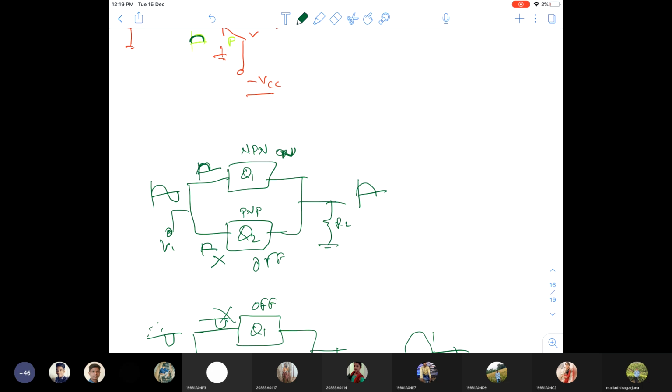What are the points? Push pull, transformers are required. Complementary, no transformer required. Common collector. Sorry. We will use common collector instead of transformer. In the push pull, you can use even CE, CB, CC configurations, but complementary push pull uses only the CC configuration. Next difference. Push pull, both the transistors are the same type. Complementary, both the transistors are opposite type.